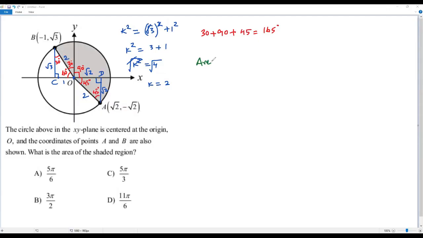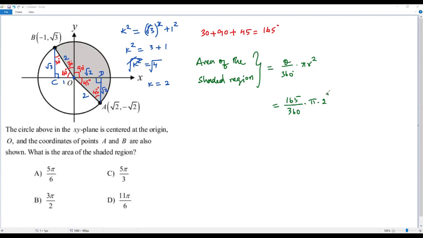Okay, let me write it over here. Area of the shaded region equals, the shaded region is the sector. The formula to get the area of the sector is theta divided by 360 degrees times pi r squared, that is the area of the circle. Here theta is the central angle of the sector, that is 165. Okay, let me plug in 165 for theta divided by 360 times pi times r squared. Here this r is the radius. We got the radius of the circle as 2. Let me plug in 2 for the radius r, that is 2 squared. So 165 divided by 360 times pi times the value of 2 squared, which is 4.